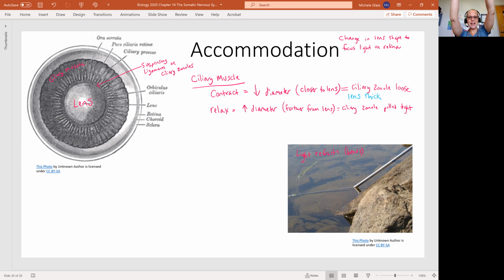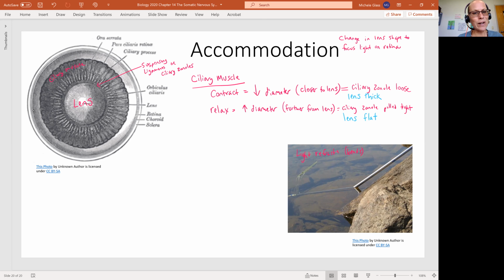Now we've all run up with our parachute. It's nice and wide. So now we all have to run back and pull tight. When you run back and pull tight, then your parachute is tight and it's flat. So when that ciliary muscle is relaxed, it's far away from the lens. Those ciliary zonules are pulled really tight. And so the lens is going to be flat. Lens is flat.